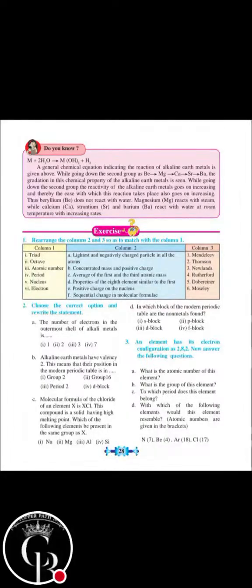Atomic number: positive charge on the nucleus. Modern periodic table: elements arranged sequentially by atomic number. Mendeleev's periodic table. Nucleus: concentrated mass and positive charge, Rutherford. Electron: lightest and negatively charged, particle present in all atoms, Thomson.